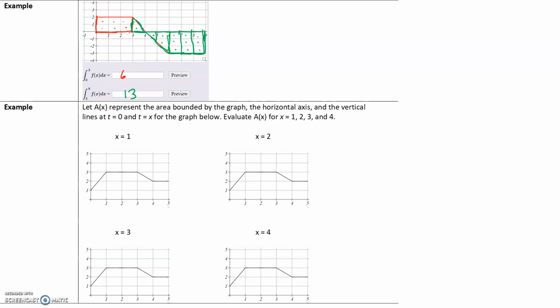Let a of x represent the area bounded by the graph. So remember, it's, again, the area between the graph and the x-axis. So by the graph, the horizontal axis, which is the x-axis, as we know, and the vertical lines at t equals 0 and t equals x. So basically, these are going to be our limits of integration.